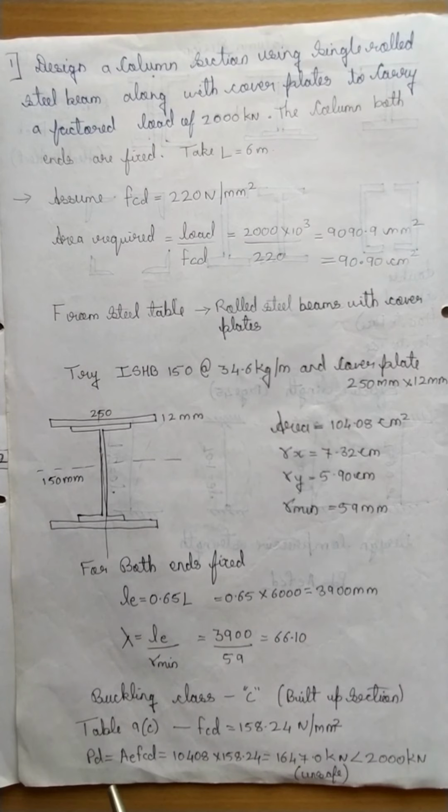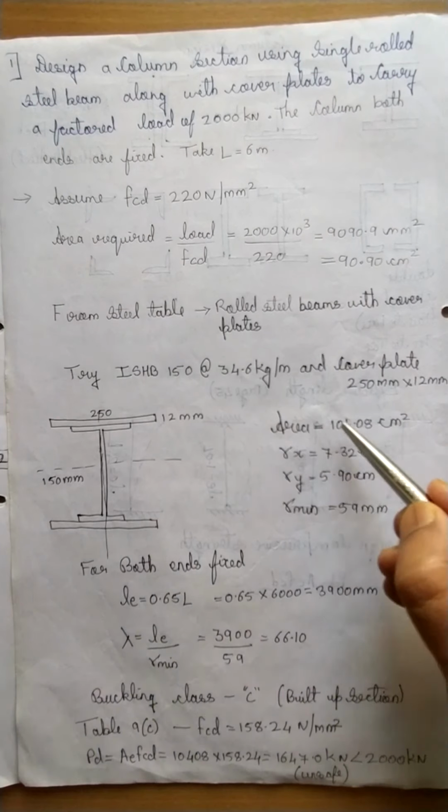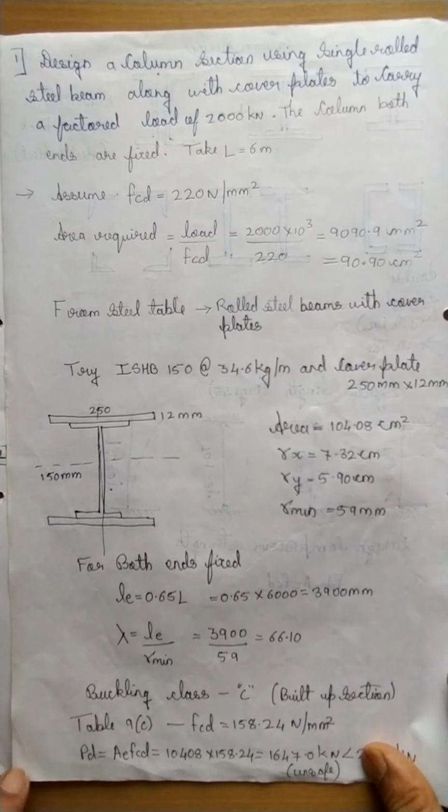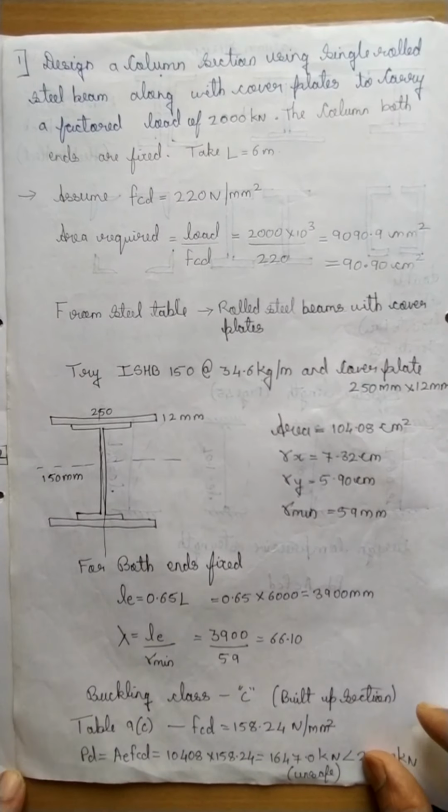So substituting the value, PD is equal to A into FCD. So the area which we have provided for the section, into the FCD value, gives 1647, which is less than 2000 kilonewton. As it is less than 2000 kilonewton, it is unsafe. Hence revision of section is required.